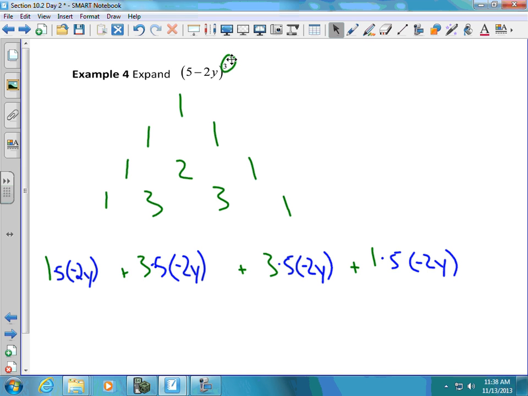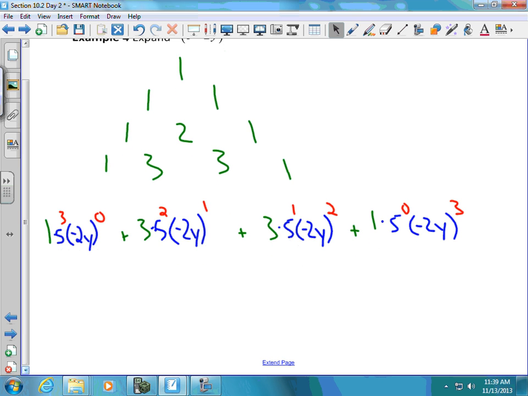So now we're going to assign exponents, just like we did before. This starts at the power of 3, so 5 to the third, negative 2y to the 0, and then we just go down 1, up 1, down 1, up 1. At this point, we simplify each of these, and then we have our polynomial expanded. So negative 2y to the 0 is just 1 again. And 1 times 5 to the third. Well, 5 to the third is 125.